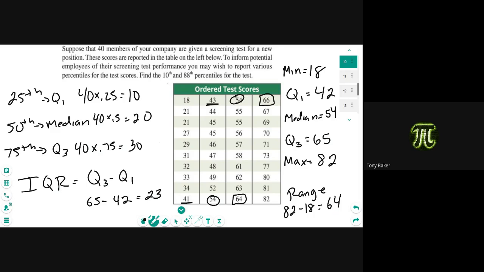Okay. So in essence, what this is doing is breaking it up into groups of, in this case, 40 numbers. You're breaking it into groups of 10. Each quarter has 10 numbers in it. So any questions? Everybody understand where these numbers all came from? Now we can talk about how to use them.